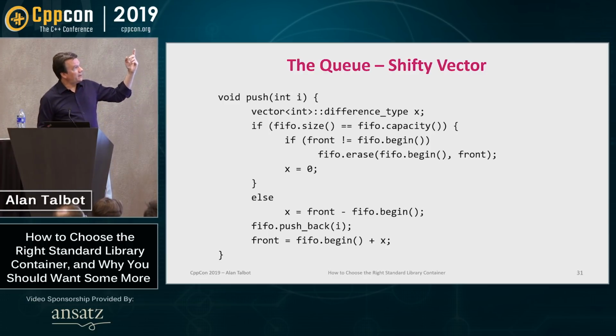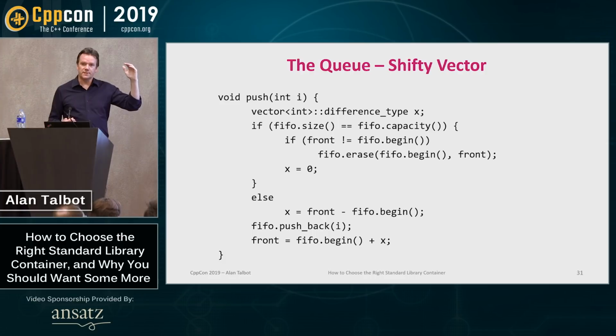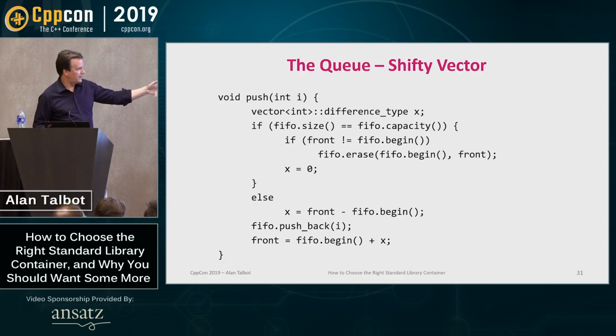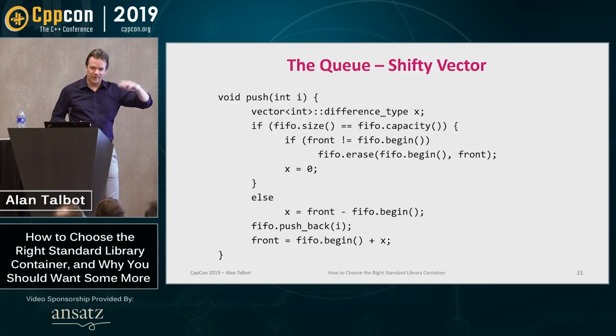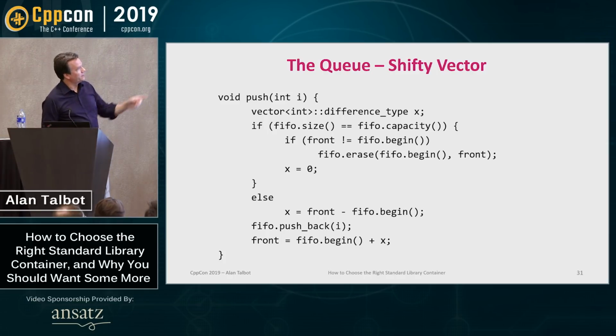And then if the size of this thing is at the capacity, I now have a choice. Either it's full and I need to just let it do its thing. It's a vector, it'll reallocate and move. Or I need to get rid of the ones I'm not using anymore that I popped from the front, which I do with an erase. Any questions about this?